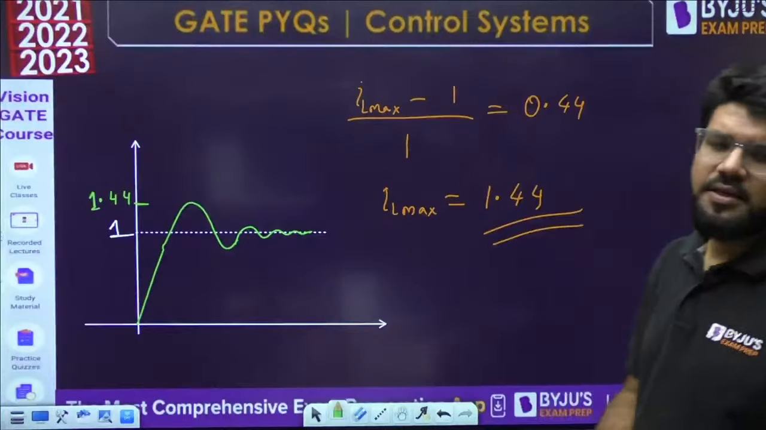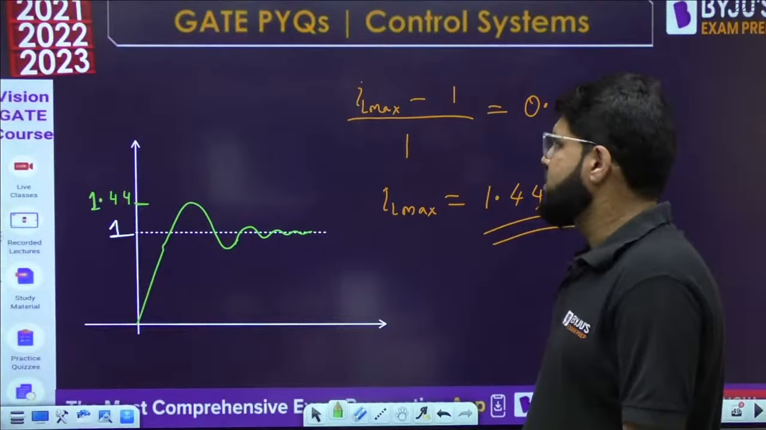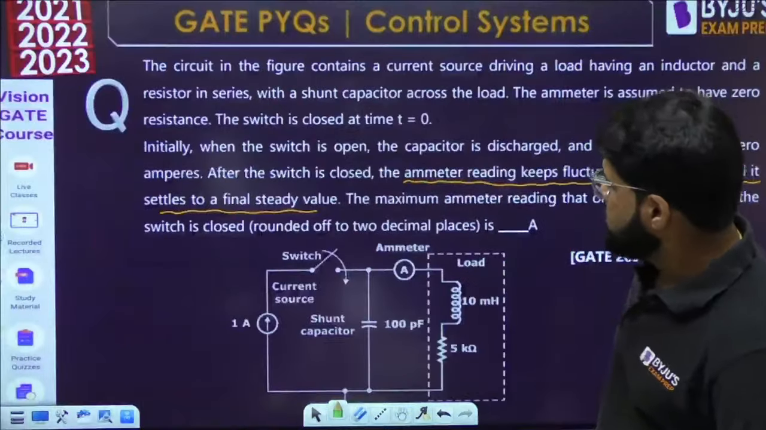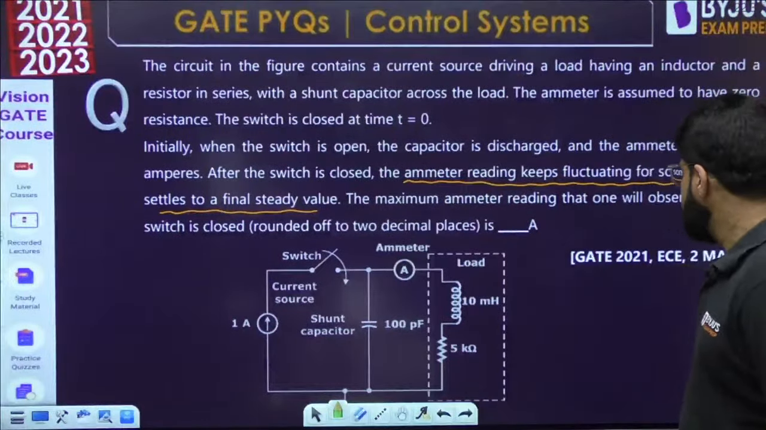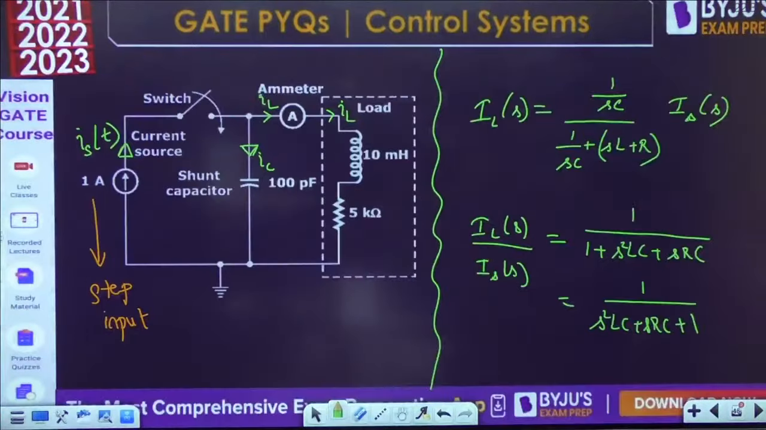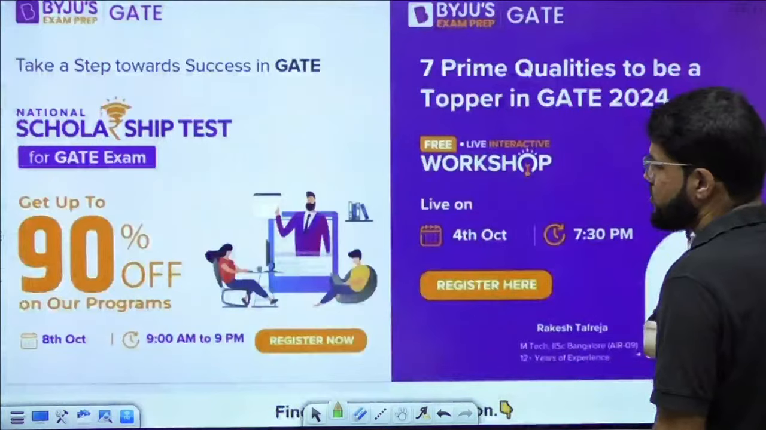Okay, done. So this part is the expected waveform. So the answer is 1.44, already written there. Done. So one more good question here, a network question mixed with the concepts of overshoot from control systems.